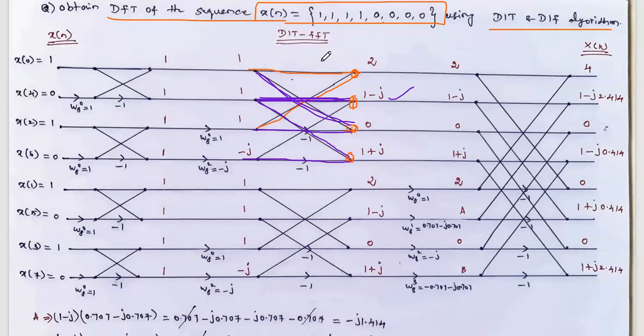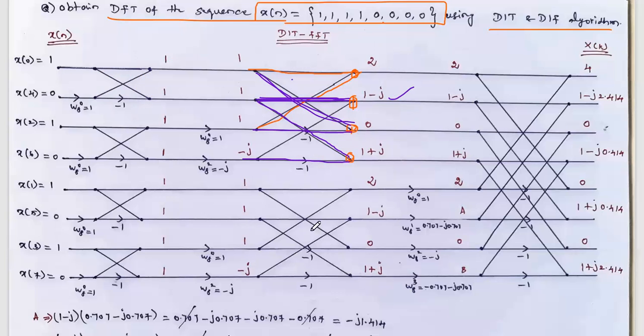Okay, so in the second stage, this first 4-point butterfly gives the answer 2, 1 minus j, 0 and 1 plus j. Similarly for this 4-point butterfly also, you check the input. The inputs are 1, 1, 1 minus j, and similarly for this butterfly also 1, 1, 1 minus j. So that's why you get the same set of answers. You just copy 2, 1 minus j, 0 and 1 plus j.